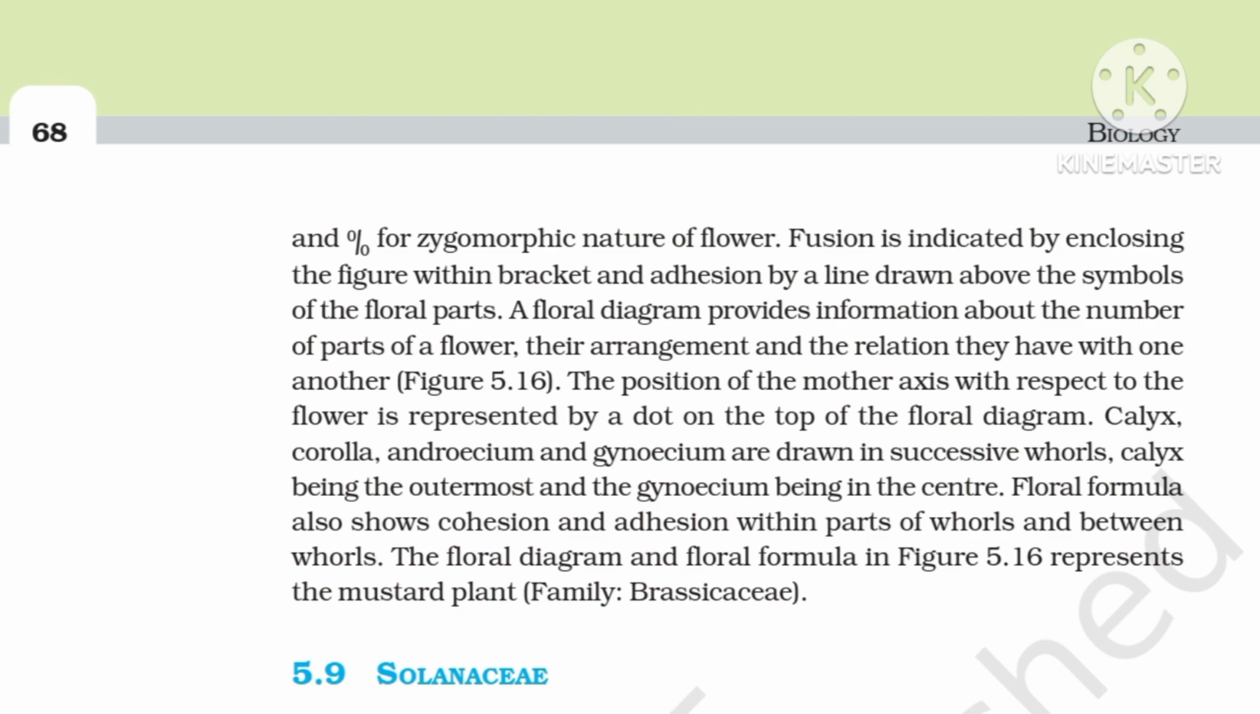Fusion is indicated by enclosing the figure within brackets and adhesion by a line drawn above the symbols of floral parts. A floral diagram provides information about the number of parts of a flower, their arrangement and the relation they have with one another. The position of the mother axis with respect to the flower is represented by a dot on the top of the floral diagram. Calyx, corolla, androecium and gynoecium are drawn in successive whorls, calyx being the outermost and the gynoecium being in the center. Floral formula also shows cohesion and adhesion within parts of whorls and between whorls. The floral diagram and floral formula represent the mustard plant, family Brassicaceae.